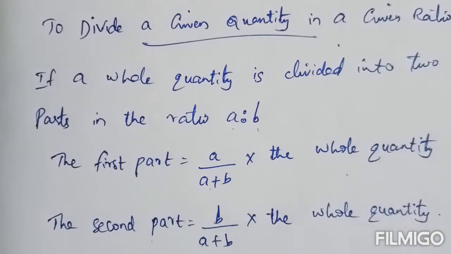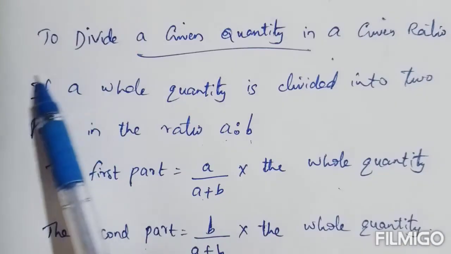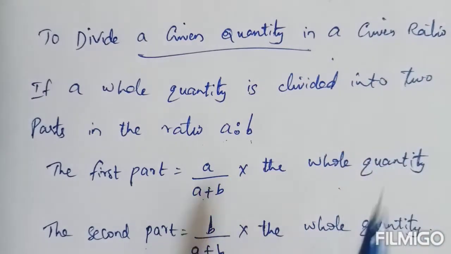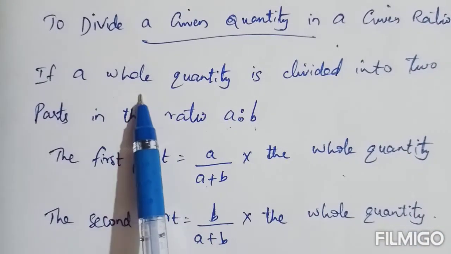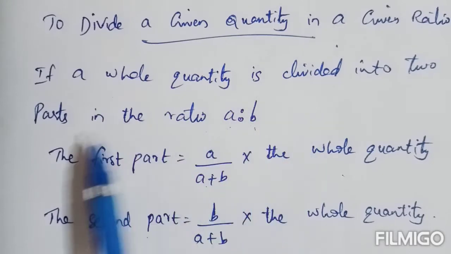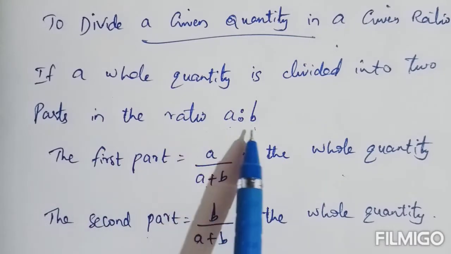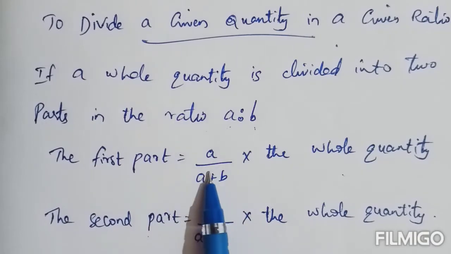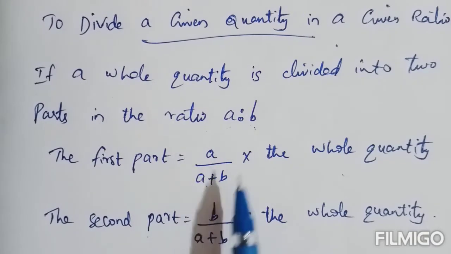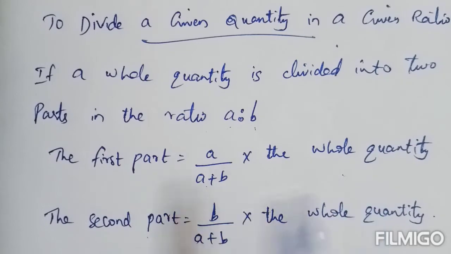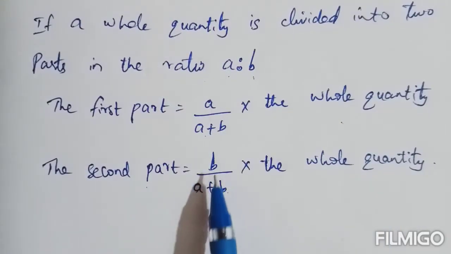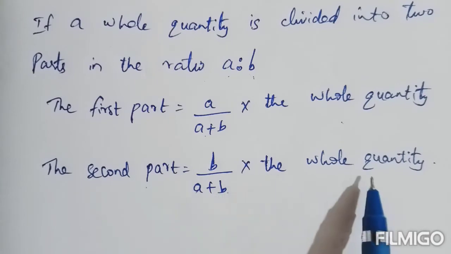So we have been discussing chapter 11, ratio. Our next topic is to divide a given quantity in a given ratio. If a whole quantity is divided into two parts in the ratio A is to B, then the first part you can find by using this formula: A by A plus B into the whole quantity. And the second part you can find by using this formula: B by A plus B into the whole quantity.